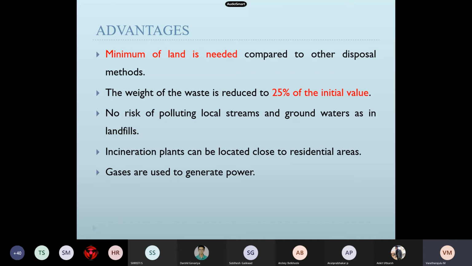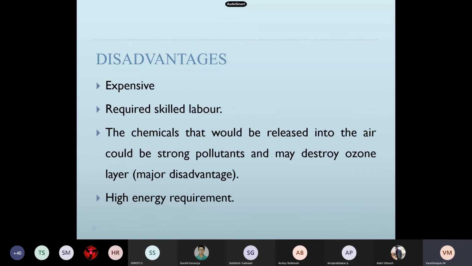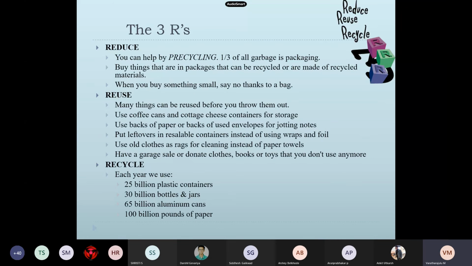The incineration plants can be located close to the residential area, and there won't be any issue with that. The gas is used to generate the power. On the other hand, it is expensive and requires skilled labor. The chemicals that would be released into the air could be a strong pollutant and may destroy the ozone layer. The high energy requirement. This is what we need to think about, the 3R: reduce, reuse, and recycle.